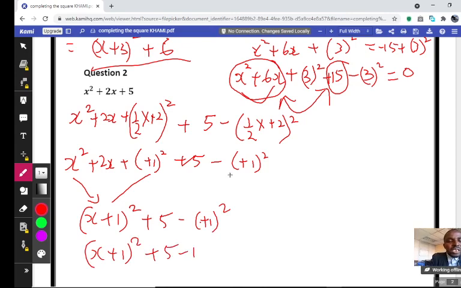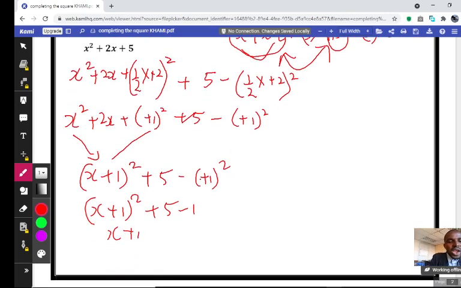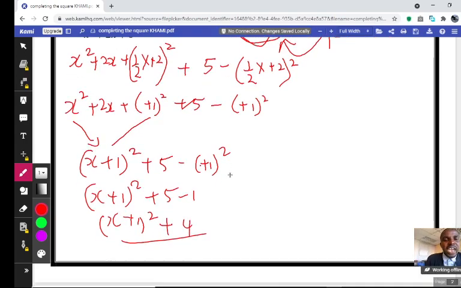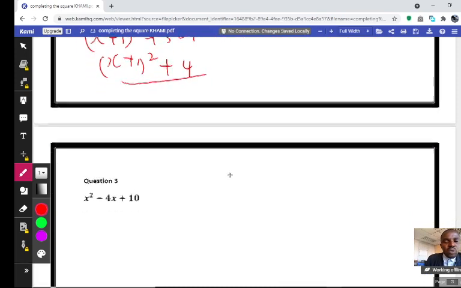Then it will be x plus 1 squared plus 5 minus 1. 1 squared is 1. Then the final answer will be x plus 1 squared, then plus 4. This will be the final answer. Then you are done. Let's move down to the next question.